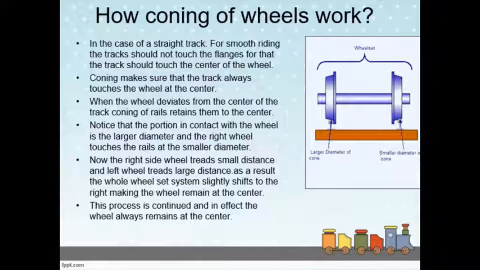Now, the right side wheel treads a small distance and the left wheel treads a large distance. As a result, the whole wheel set slightly shifts to the right, making the wheel remain at the center. This process is continued and, in effect, the wheel always remains at the center.